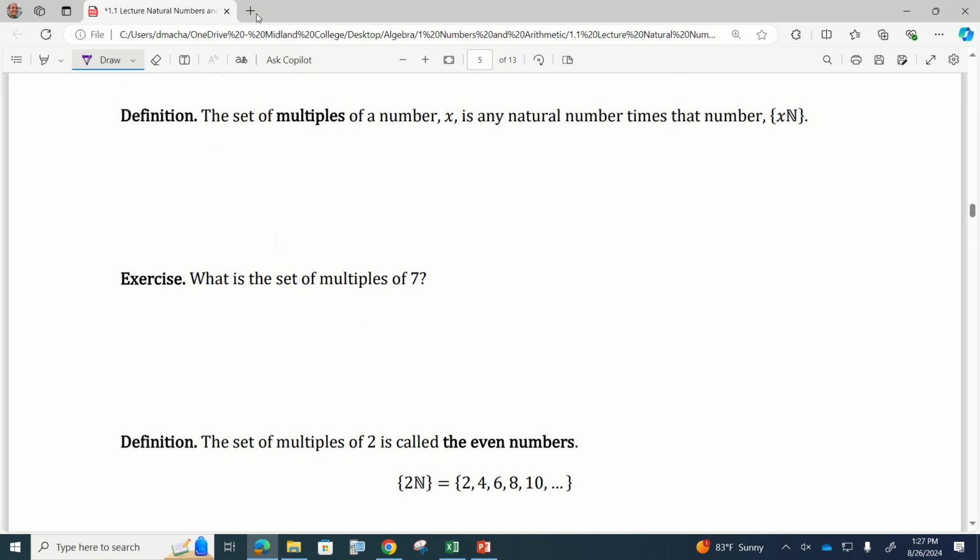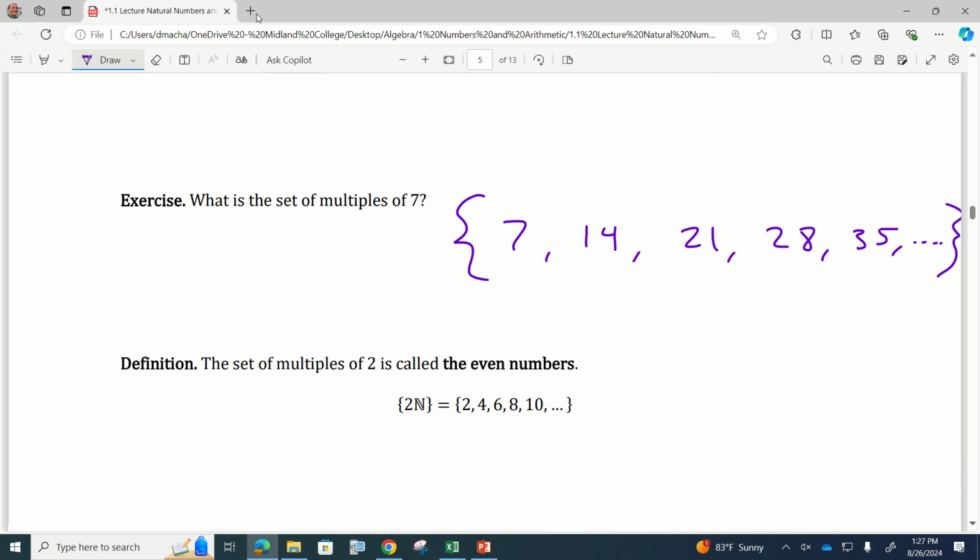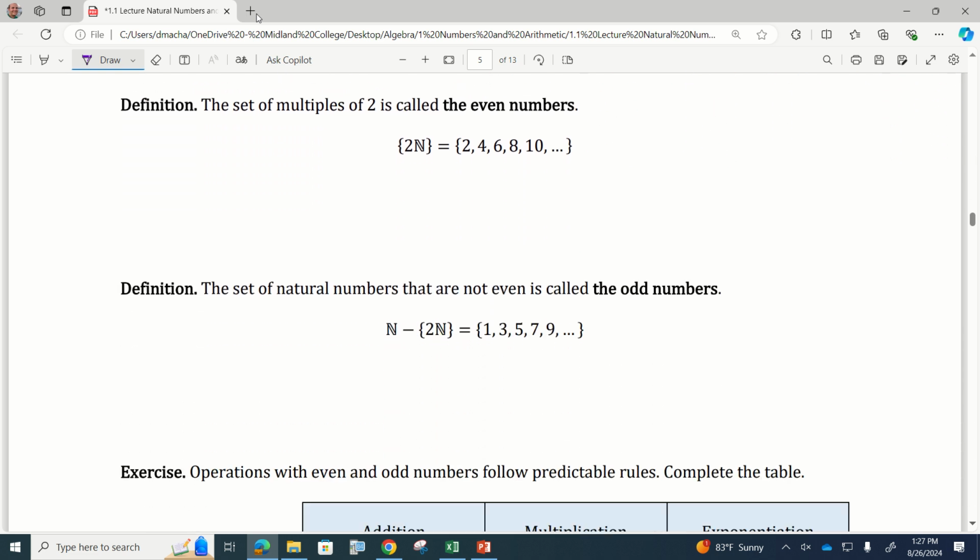Okay, so we can talk about multiples, new vocab word. If I ask you for the set of multiples of 7, what I'm talking about is 7 times the set of all the natural numbers. We got 7 times 1, 7 times 2, 7 times 3, 7 times 4, and so on. I know you're probably familiar with this stuff, but I like to say it at the start of the semester, just in case.